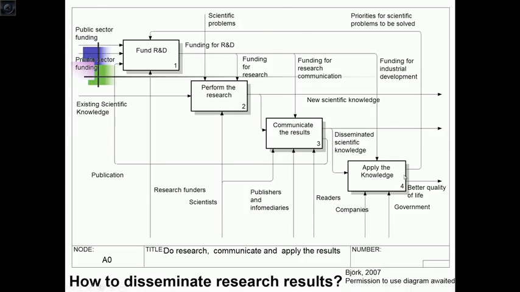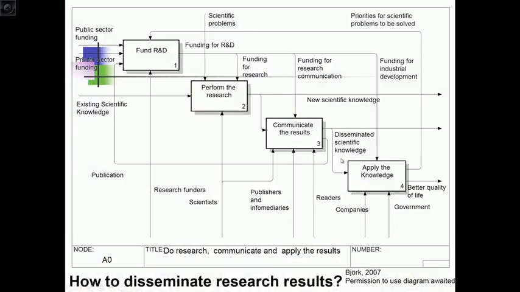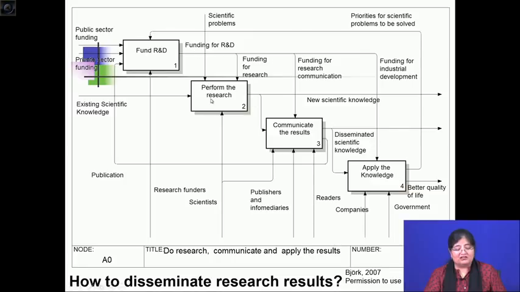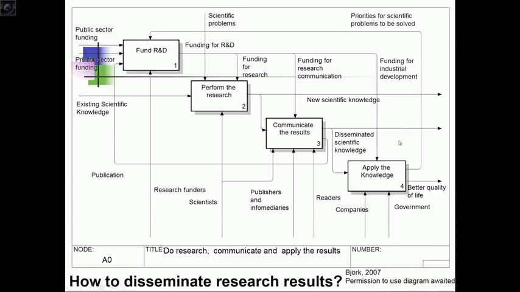Now, when the knowledge is applied, you realize that there are still some gaps that need to be filled, something that needs to be addressed. You understand that only after a part of the knowledge that you have generated is applied. And that in turn you can take back here, and that goes back into the funding and the stimulus for research and development, the reasons for research and development. So that is how this whole cycle works, and that is how you disseminate your research results. Okay.